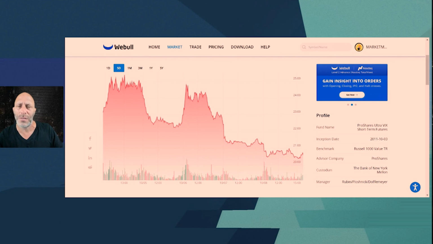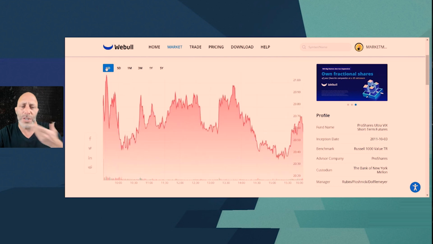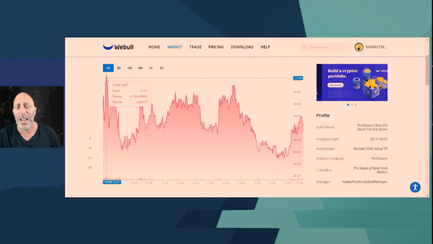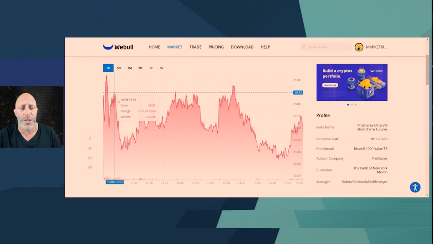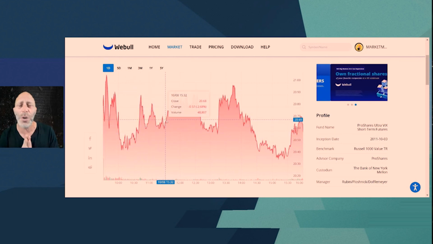Almost $5. That's like 25% of its value. Okay, so you look at the 1 day, and again, it just tells the tale of the market. This is just the point I'm sharing with you. It spikes, the markets are down, the markets start recovering, the UVXY goes down. Then the markets start to sell off, UVXY goes up. That's just the easy way to follow along.